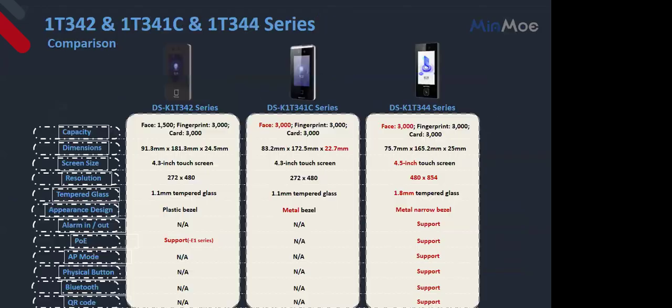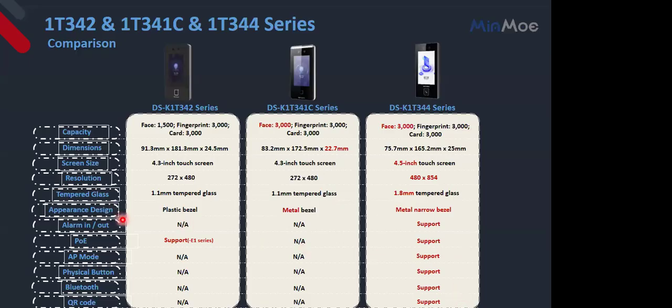So just a comparison overall to the different models. So 341 that you guys might be familiar with, these are the applications. And then obviously on the 342 models, the support of the PoE now. Then on the 344 model, as you can see, a nice 3,000 faces, 3,000 fingers, 3,000 cards, which is very nice for a normal business park or large or medium-sized business. Very effective models, as well as all the different applications for support.